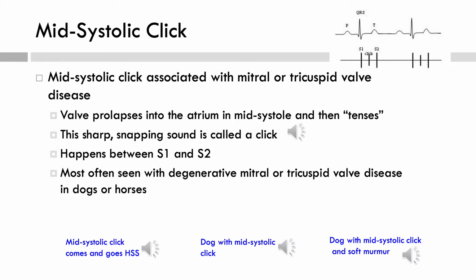We'll listen to a mid-systolic click that comes and goes away on the heart sound simulator next. And we'll listen to a dog with a mid-systolic click. The dog also has sinus arrhythmia. And the final recording on this slide is a dog with a mid-systolic click that also has a soft murmur.